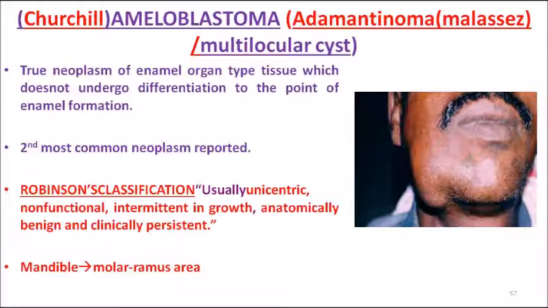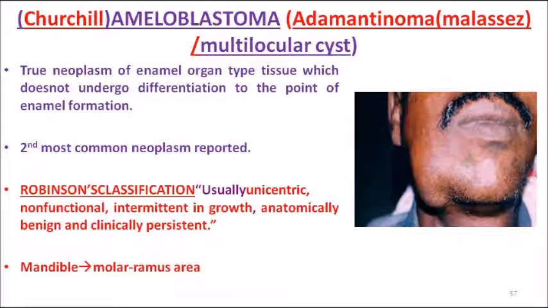There is intermittent growth, there is a difference in the growth rate. Anatomically it is benign, it is not that malignant. It is purely benign in nature, and it is clinically persistent, and it is visible to you as a swelling. So see the clinical photograph over there. The position is in the molar ramus area. So most of the times the ameloblastoma location is mandible rather than maxilla. Mandible is the most common site, and that too in the molar ramus area. So from the MCQ viewpoint, remember all these points.